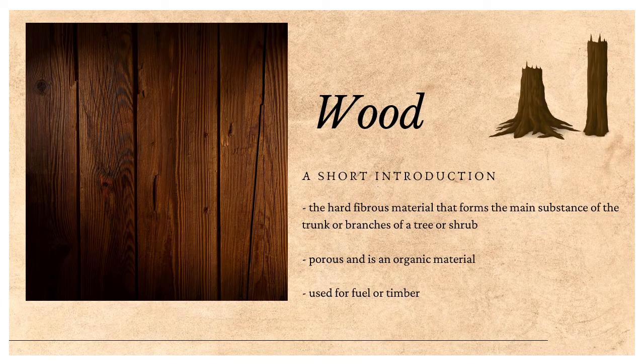So what is wood? Wood is a hard fibrous material that forms the main substance of the trunk or branches of a tree or shrub. It is also porous and is an organic material. Wood is mainly used for fuel or timber. So as mentioned previously, it is a renewable resource, which means that additional resources can be grown to replace any wood that is cut down.